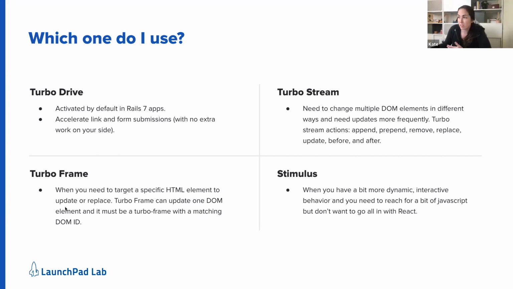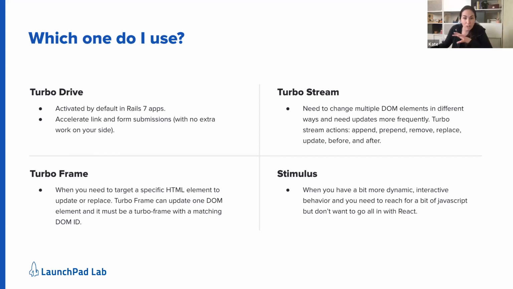Turbo Stream actions, there's a bunch of them: append, prepend, remove, replace, update, before and after. And then Stimulus, if you need to reach for some JavaScript, this is the route to go. The moment you start having too many Stimulus controllers or it's too complicated, you probably should start thinking about whether you should be reaching for React or something else. So when you need to work with some JavaScript to add client interactivity, use Stimulus.